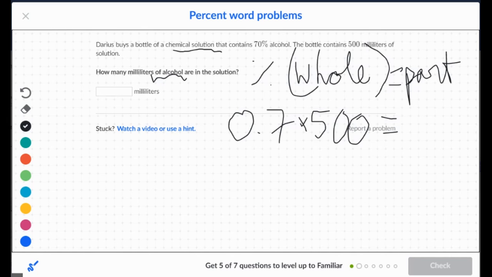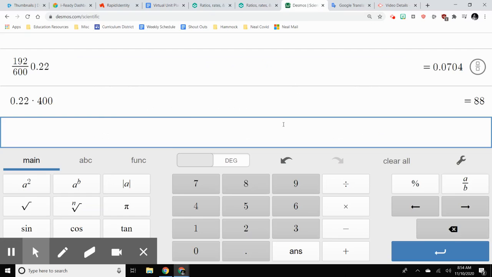And so the way I like to think about this is I know that 10% or 0.1 of 500 will be 50 by dividing by 10. And I take that times 7. So just using mental math, I know that the answer is 350. I'll prove it to you with the calculator. 0.7 times 500 is 350.